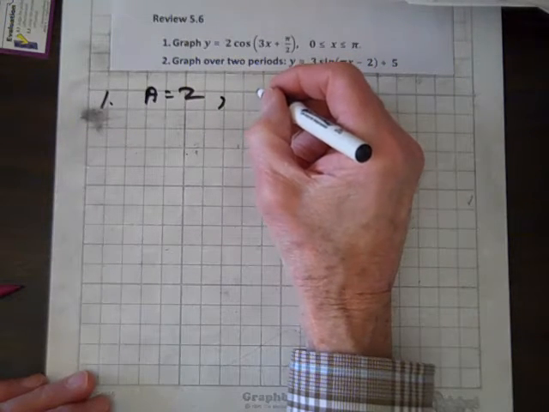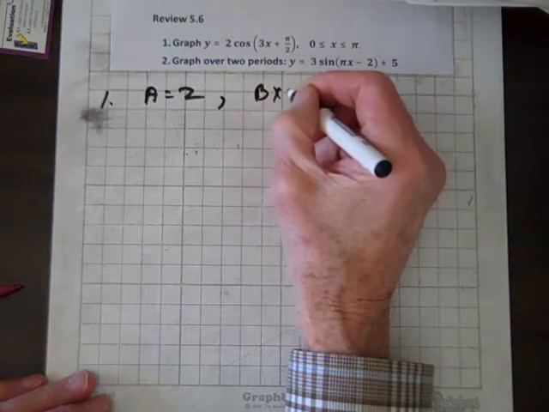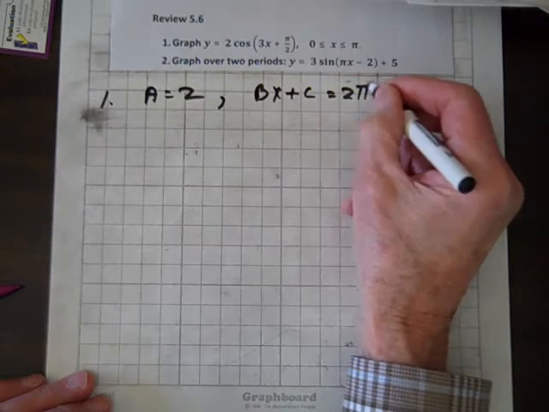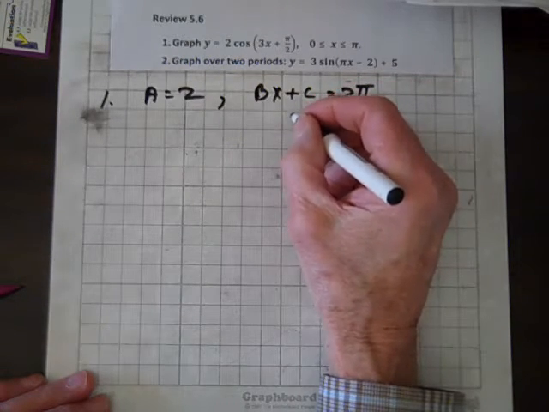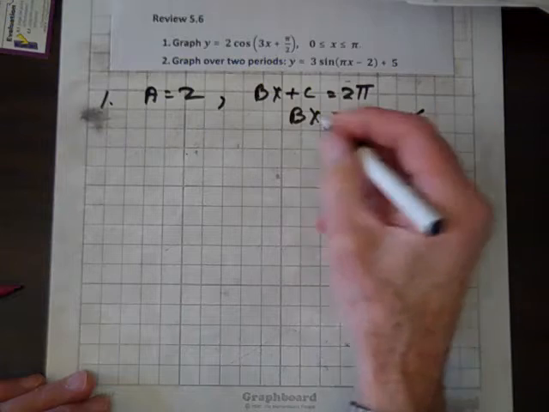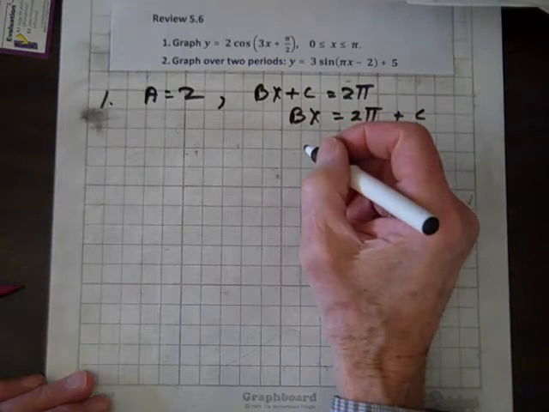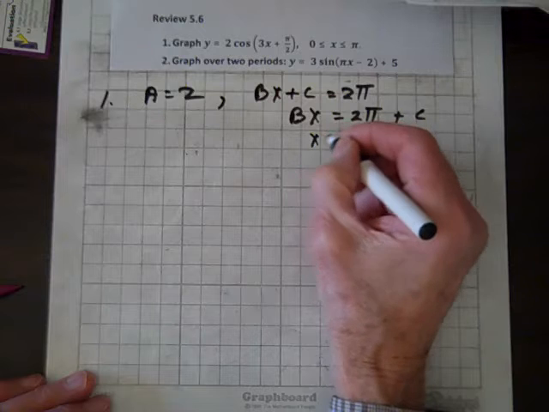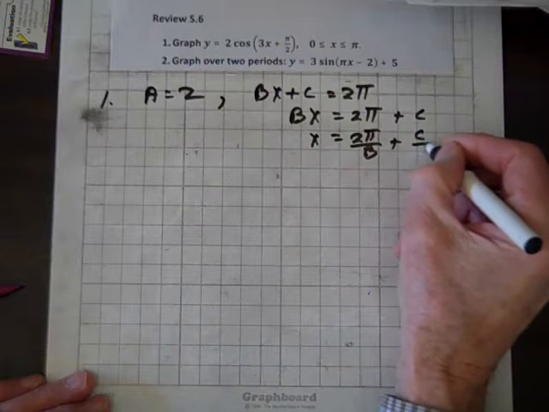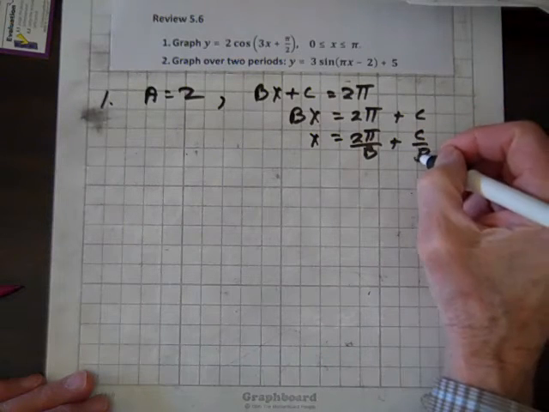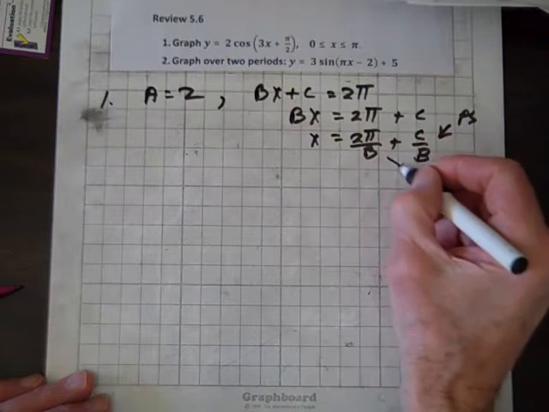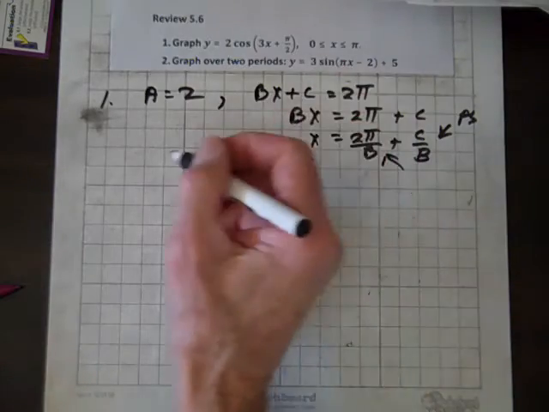First of all, to find the phase shift, you set bx plus c equal to 2 pi, and solving for bx, we get bx equals 2 pi plus c, and then solving for x, we get x equals 2 pi over b plus c over b. Now this is the phase shift, and this is the period. So let's do it for what we've been given.